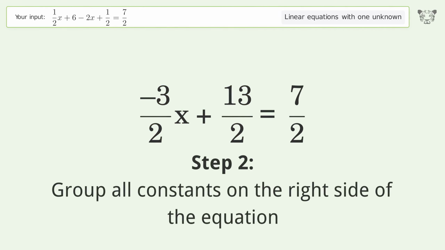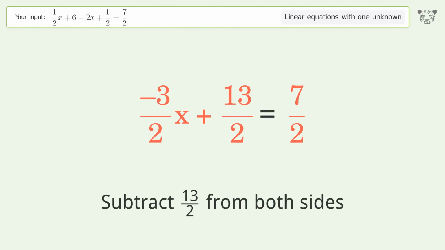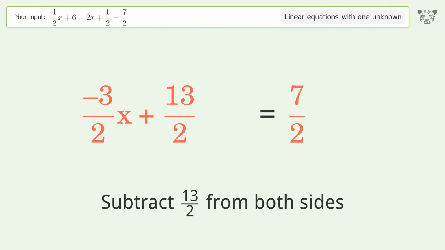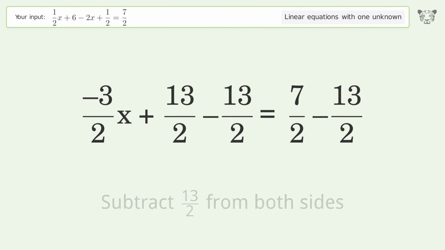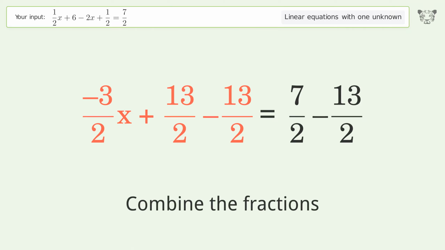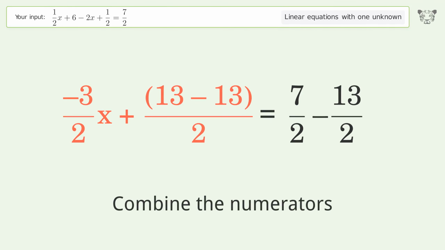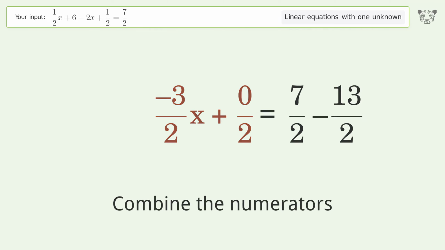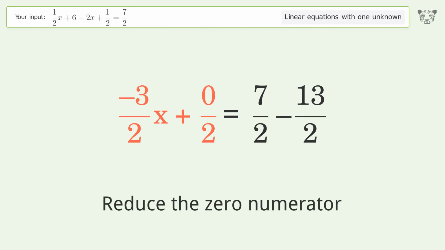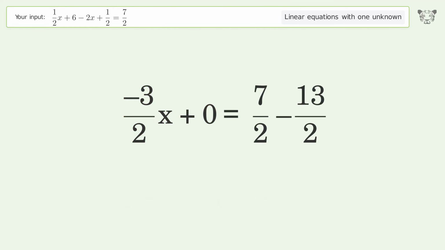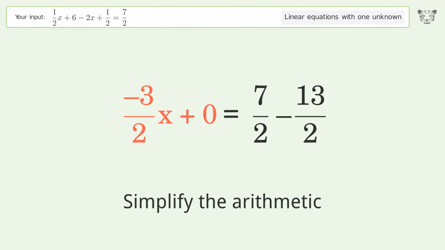Group all constants on the right side of the equation. Subtract 13 over 2 from both sides. Combine the fractions. Combine the numerators. Reduce the zero numerator. Simplify the arithmetic.